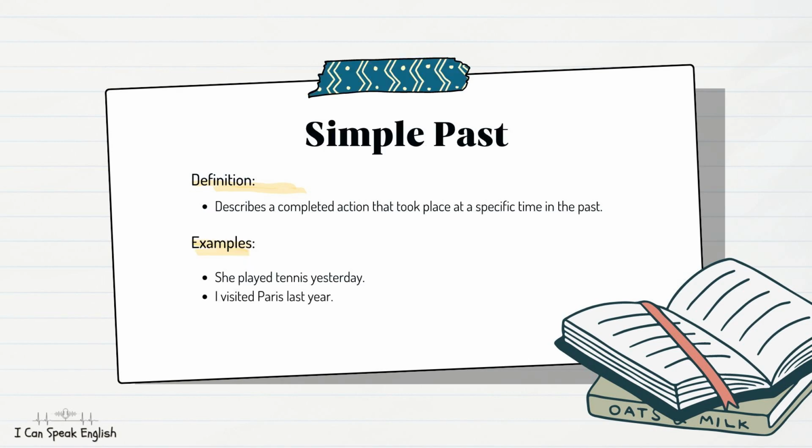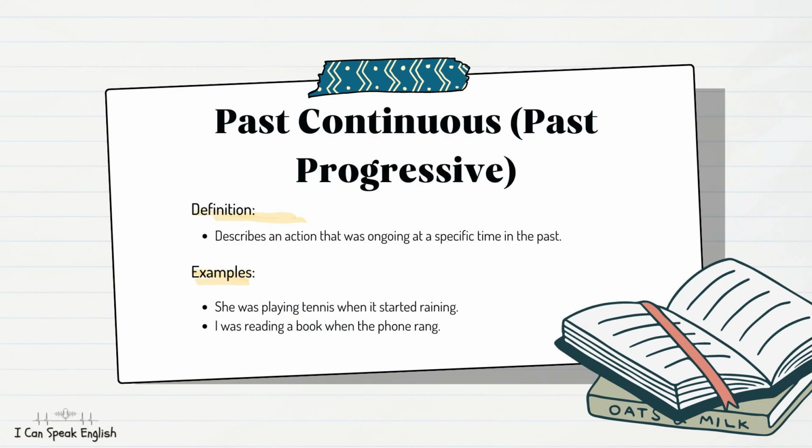Simple past describes a completed action that took place at a specific time in the past. Examples: she played tennis yesterday. I visited Paris last year. Past continuous, past progressive, describes an action that was ongoing at a specific time in the past. Examples: she was playing tennis when it started raining. I was reading a book when the phone rang.